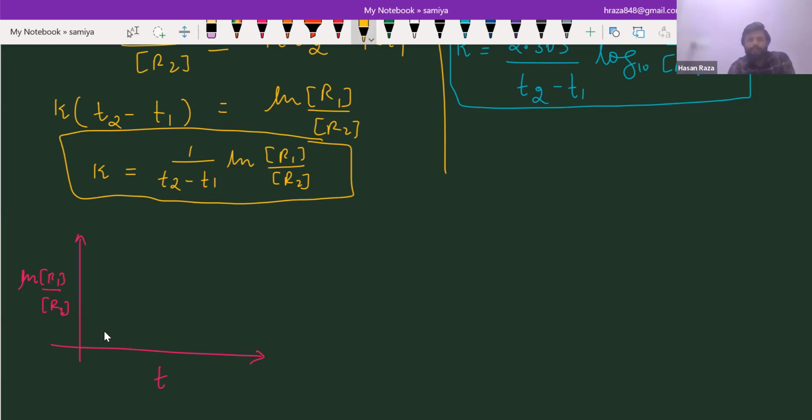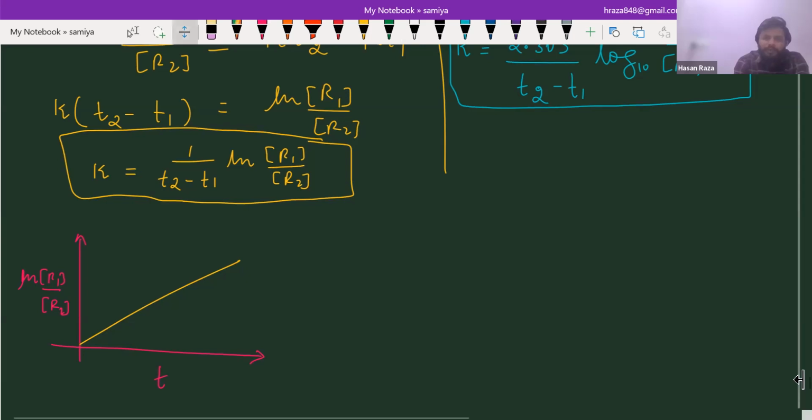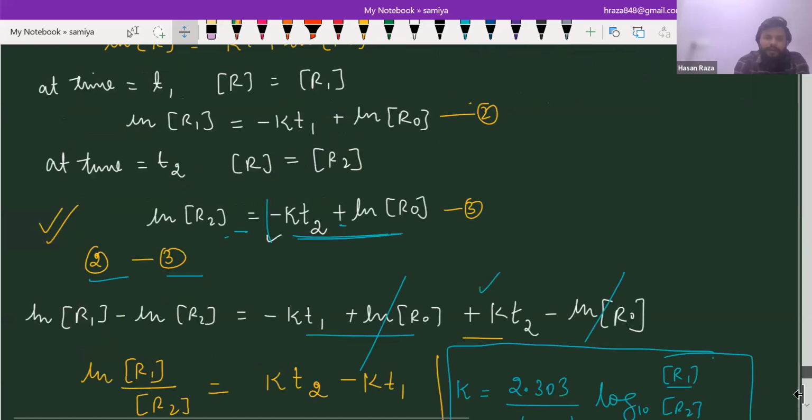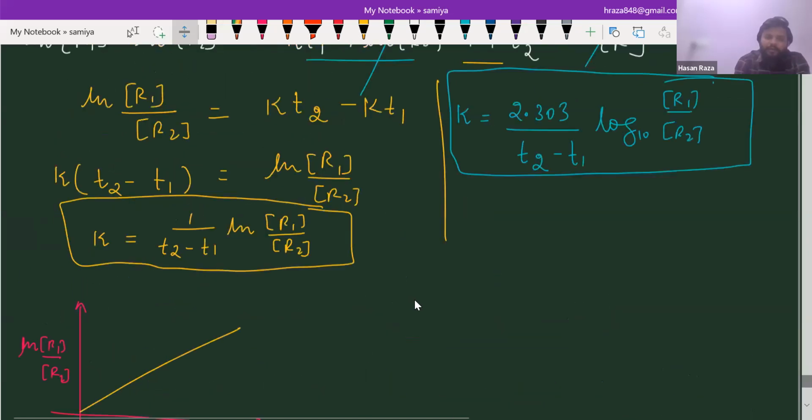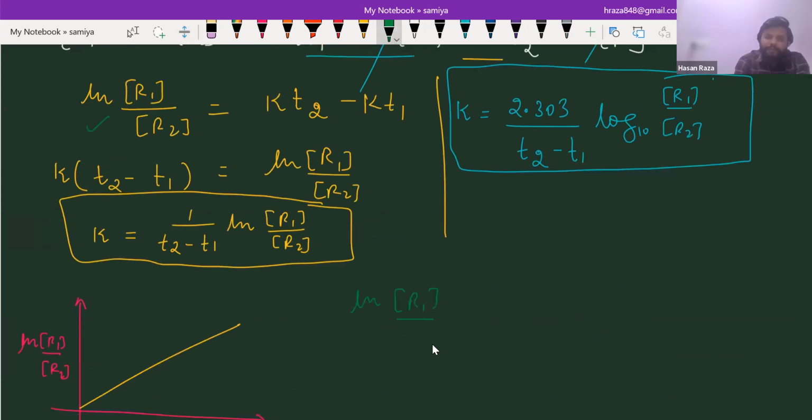So it's very easy to decide. It will be passing from origin. See which equation I have used. It's very easy to understand. This was the equation. You can see where it is. Yeah, here it is. ln R1 upon R2 will be equal to K T2 minus K T1.